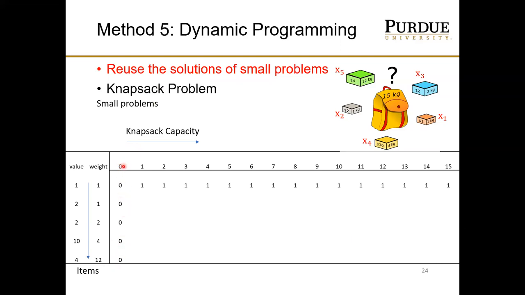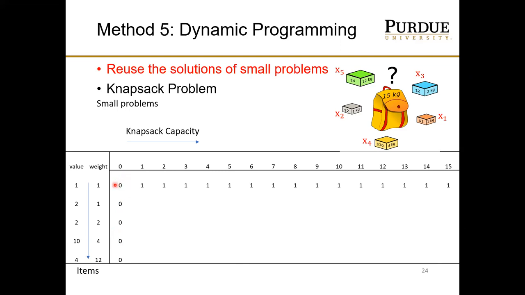If our knapsack's capacity is zero, we cannot hold anything. Then the solution will be simple, because the capacity is zero. No matter how many items we have, I can only hold 0, correct? That's the simplest problem, correct? Okay, so does everybody agree with this?